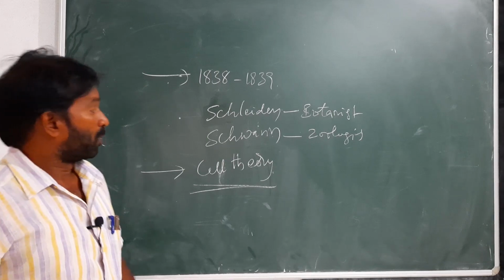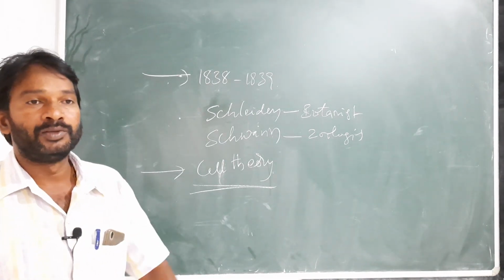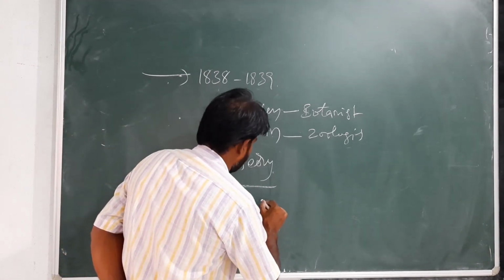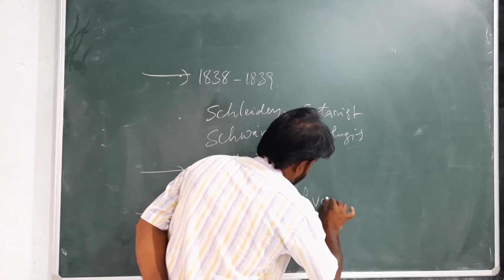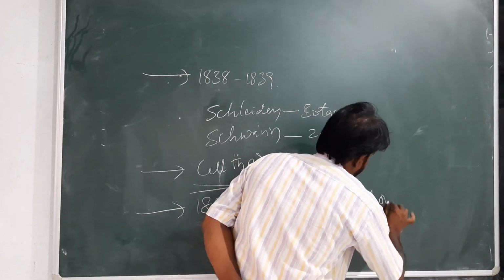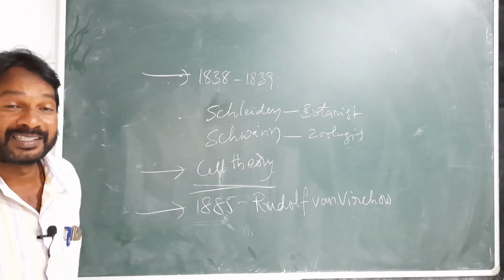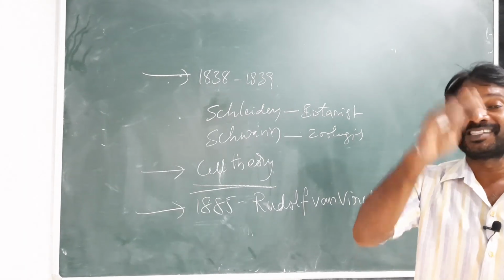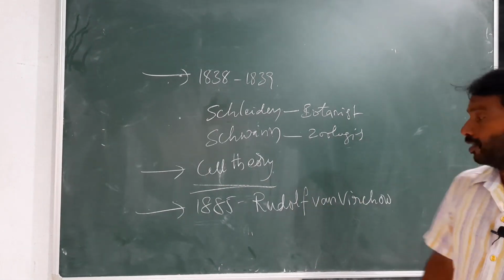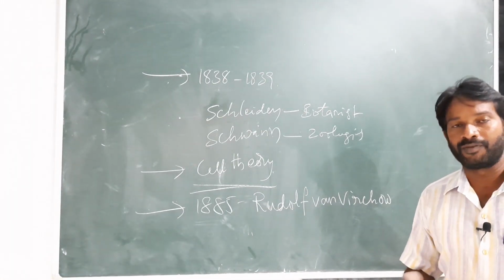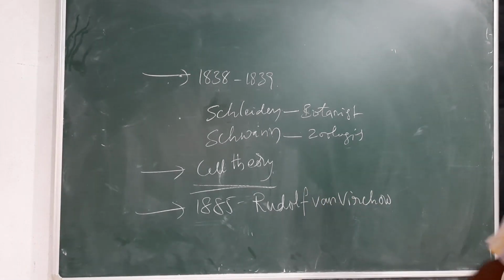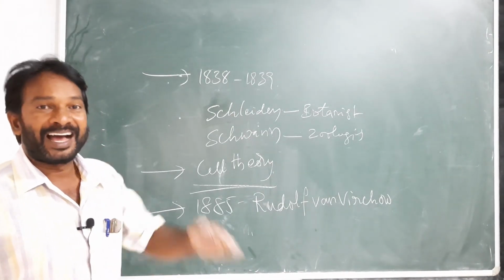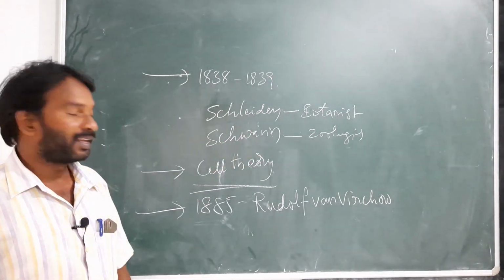They proposed the cell theory, but they didn't explain how cells divide and how new cells form. In 1855, Rudolf Virchow said that new cells are produced only from pre-existing cells through cell division. He also modified the cell theory of Schleiden and Schwann.